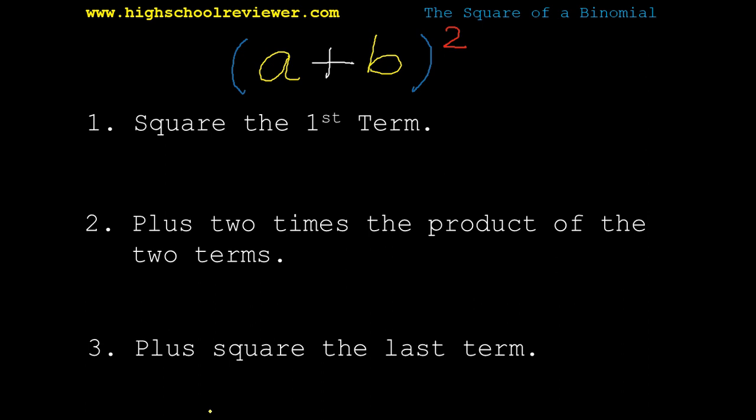The square of a binomial. Our given here, we have the quantity of a plus b raised to the power of 2. There are 3 steps that we need to perform.